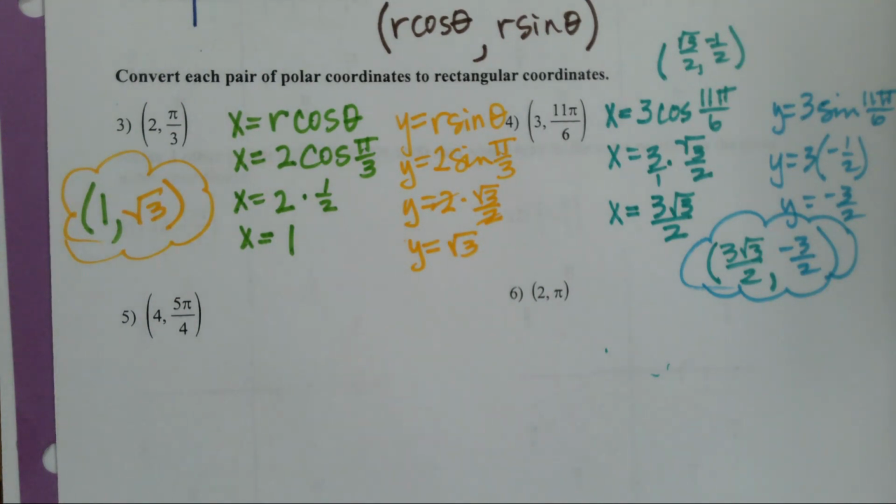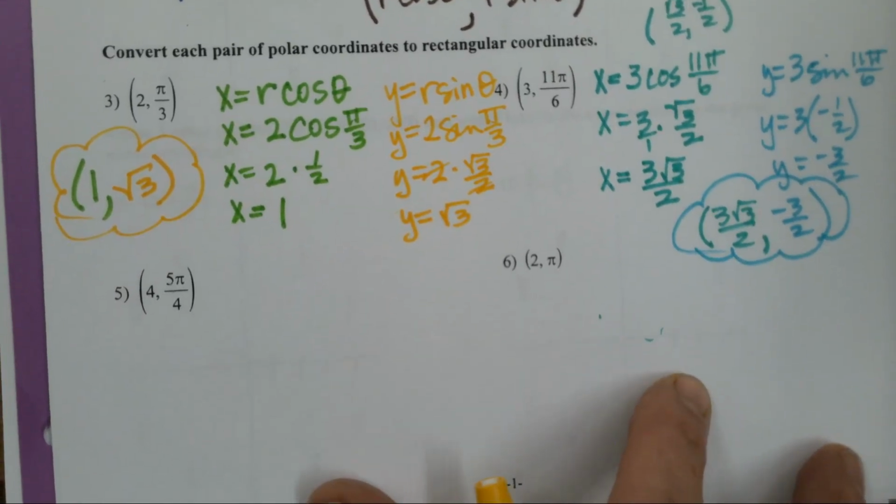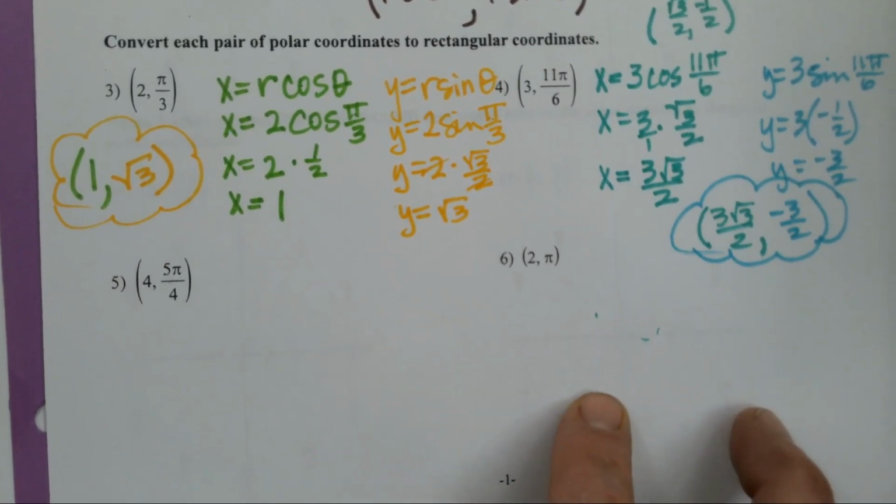I want you to try problem number 5. And before you go into it, I want you to think about a couple of things. Think about what your XY coordinate signs should be, just by where the angle lands. And also think about how X and Y should look. So take a few moments, do number 5, and then we'll talk about number 6.